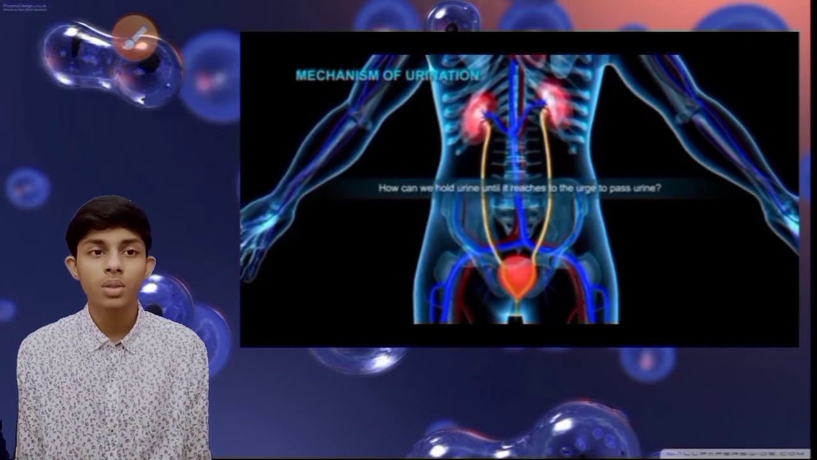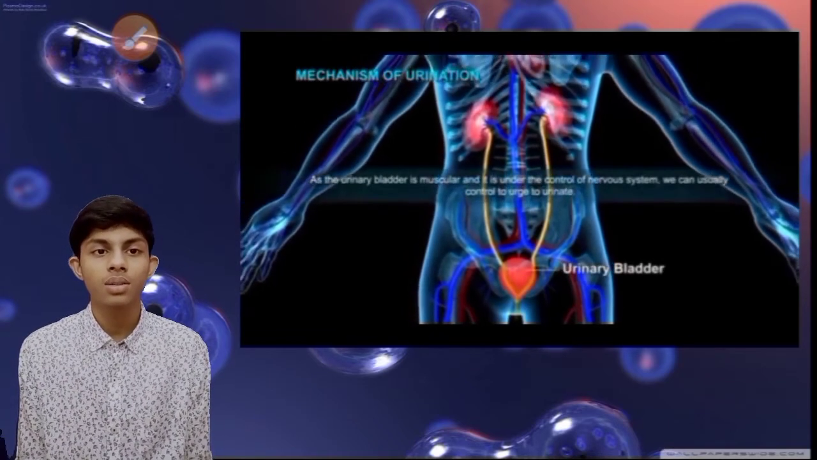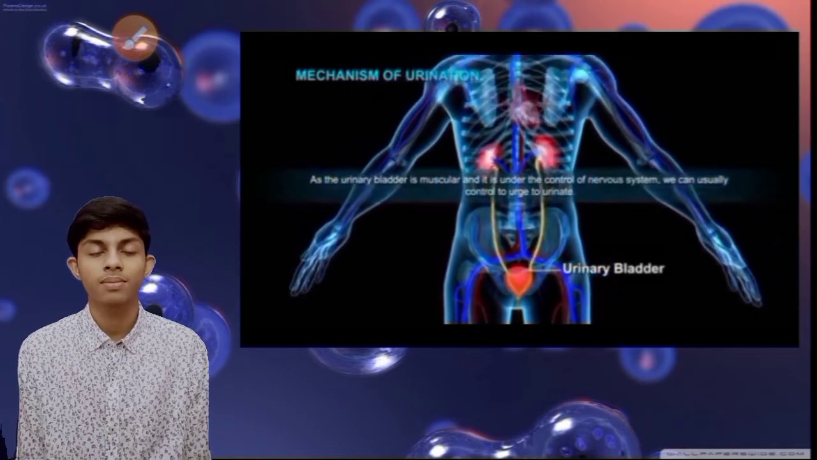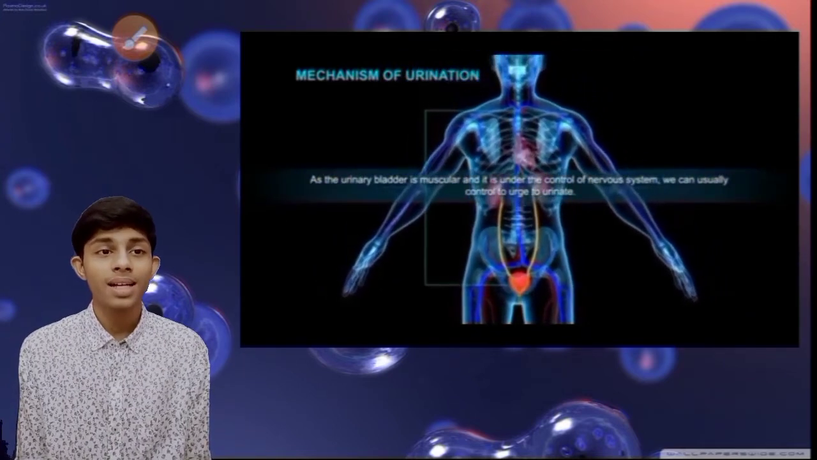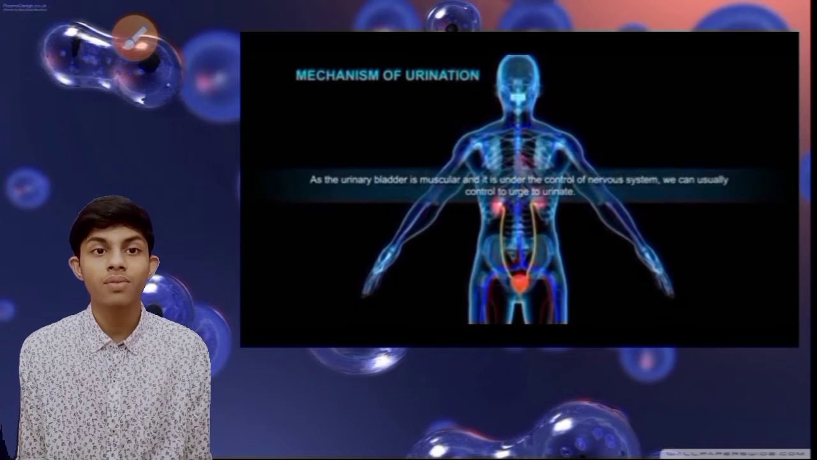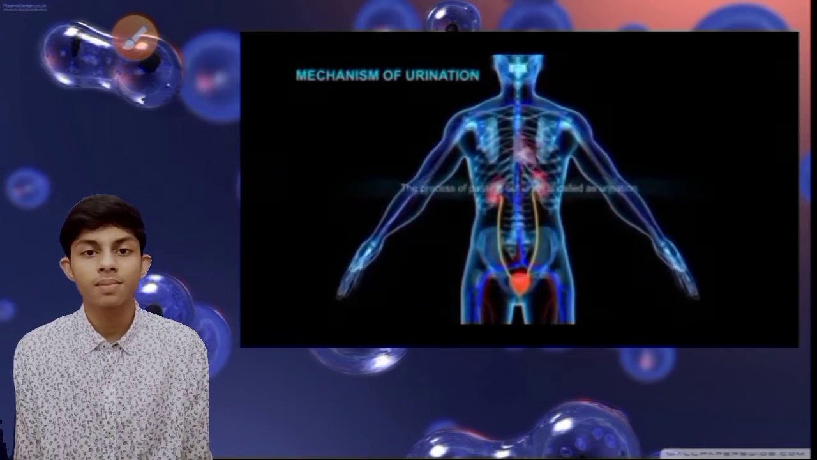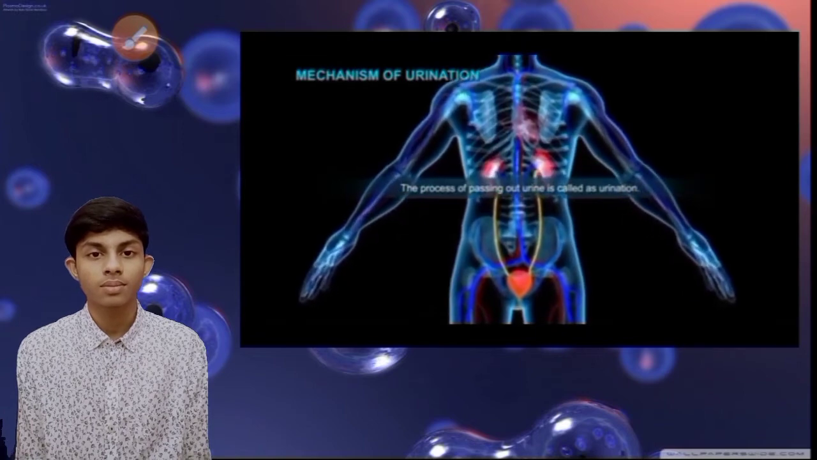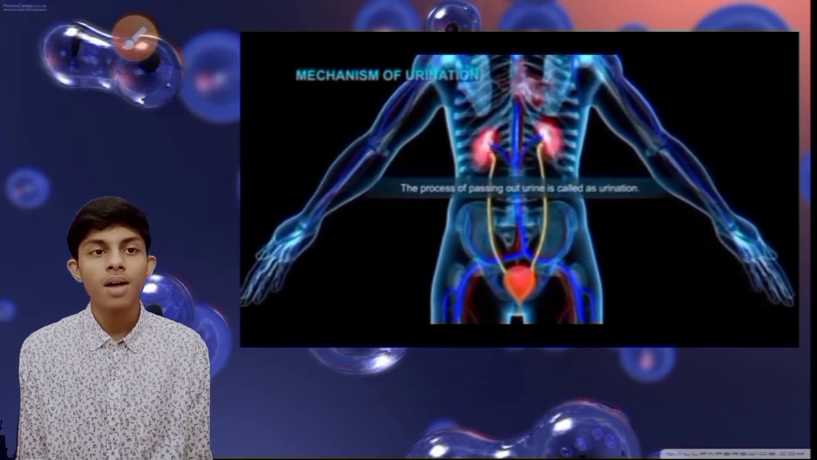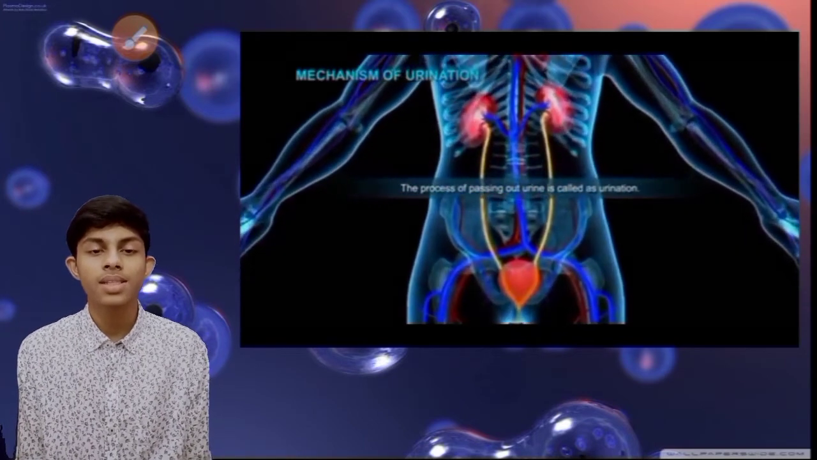How can we hold urine until it reaches the urge to pass urine? As the urinary bladder is muscular and it is under the control of the nervous system, we can actually control the urge to urinate. The process of passing out urine is called urination.